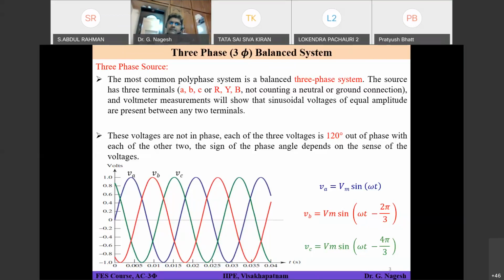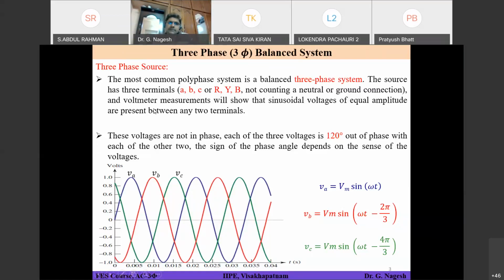In different countries they adopt different colors. And neutral is basically black in color. And earth will be mostly in green color. So a three phase system has three line terminals, not counting the neutral or ground connection. You have three terminals for a three phase system.